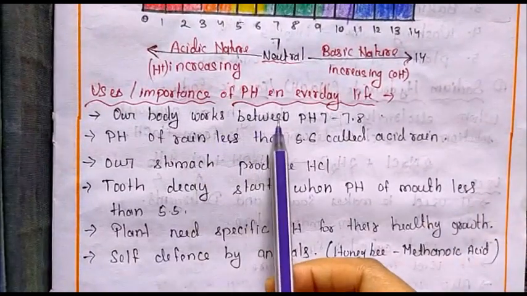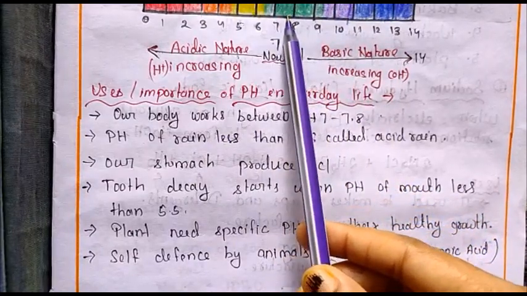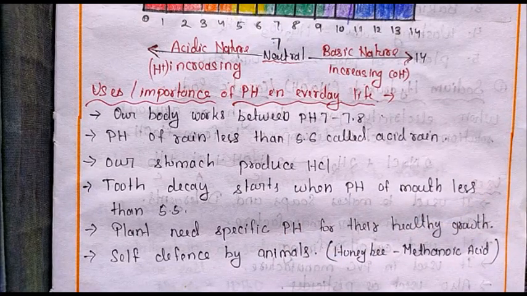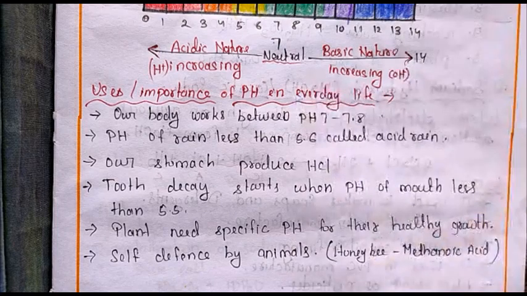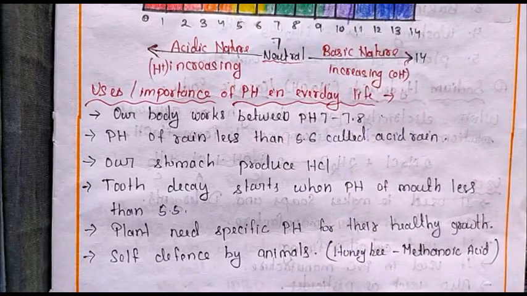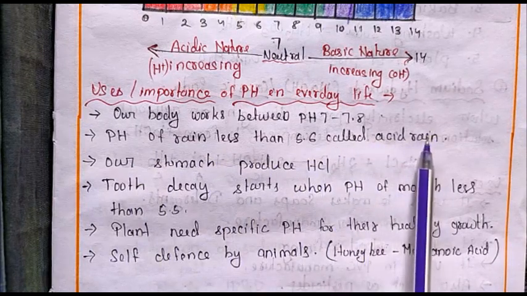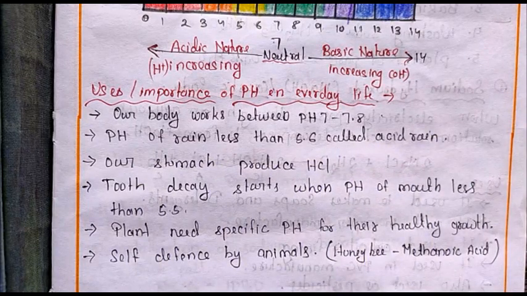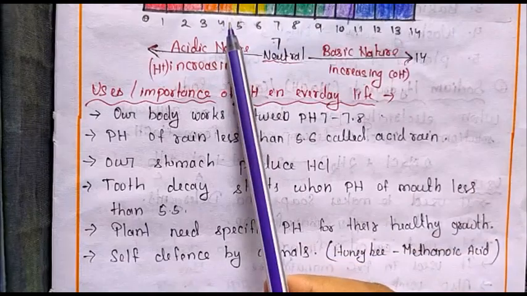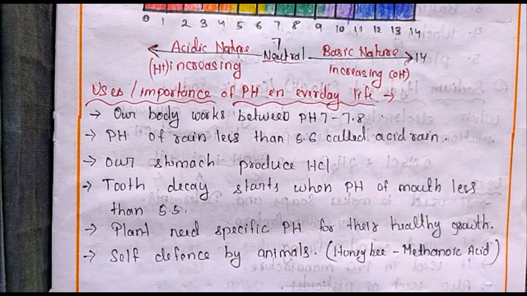Our body works between pH of 7 to 7.8. In this medium, the function of our body is normal. And below 7 and above 7.8, it is very harmful or we are unhealthy. pH of rain less than 5.6 is called acid rain. When we observe that the pH of rain decreases below 5.6, then it is acid rain.